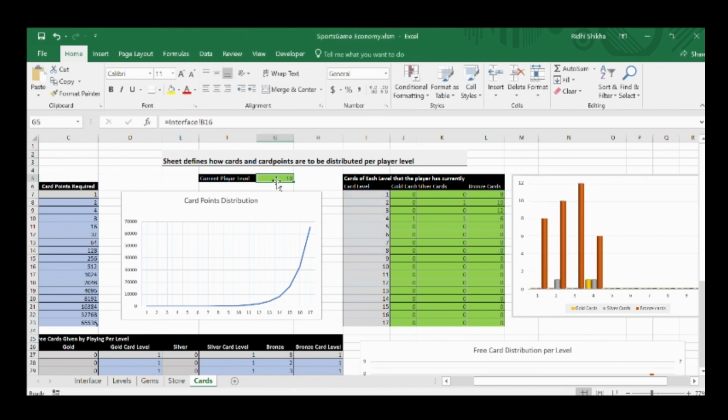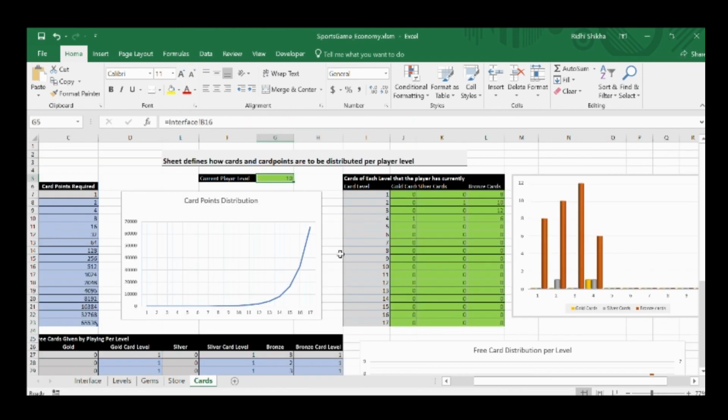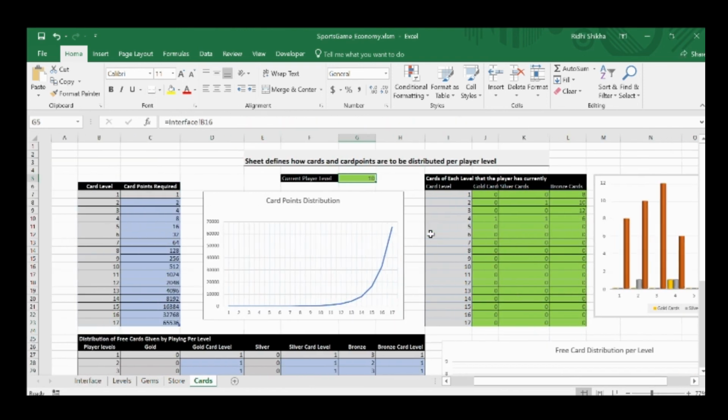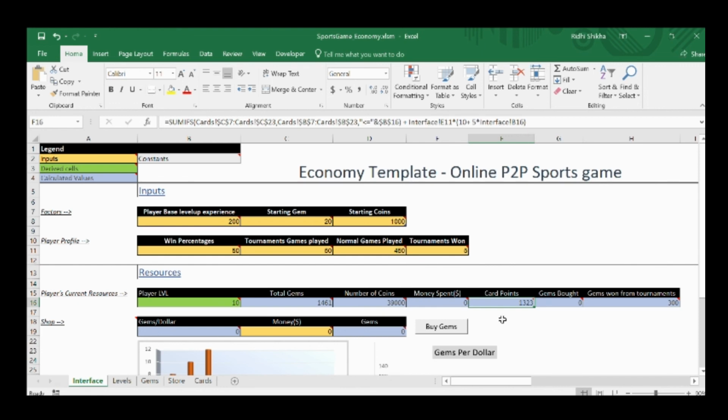And this player level is derived from the interface. So we know the player level. And again, the card points are derived from this part. So we know how many card points a player gets for each card level. That's how we are giving him the card points. And we are also using the starting level, experience, win percentages and all to find out how many card points a player will get at one point of time.